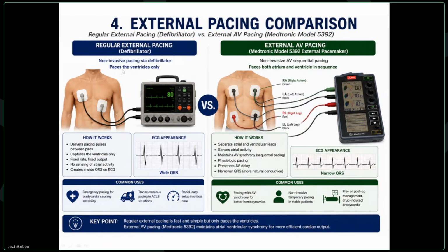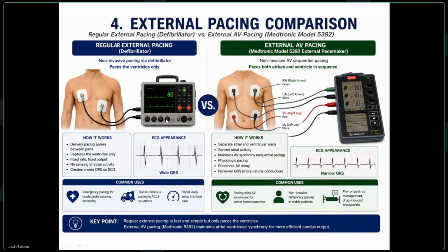going to be squeezing the ventricles, which means you're making the heart squeeze all at once, and then it lets go and it squeezes all at once again. It's for emergency uses only, and that's why you find them on defibrillators. There's a lot of features between, let's say, the Medtronic 5392 that you don't have on an external defibrillator pacemaker.